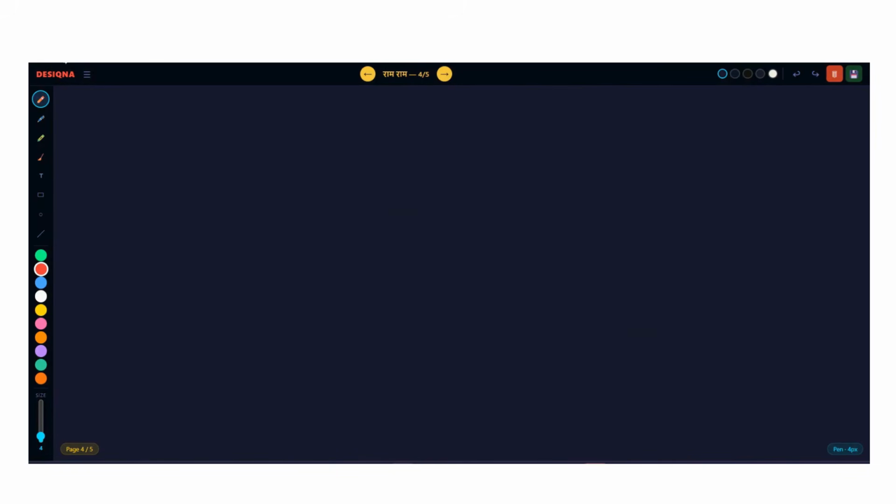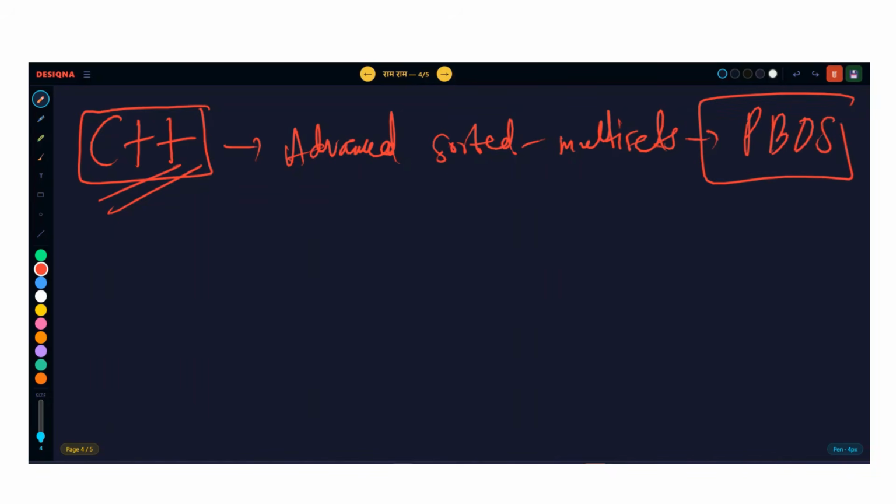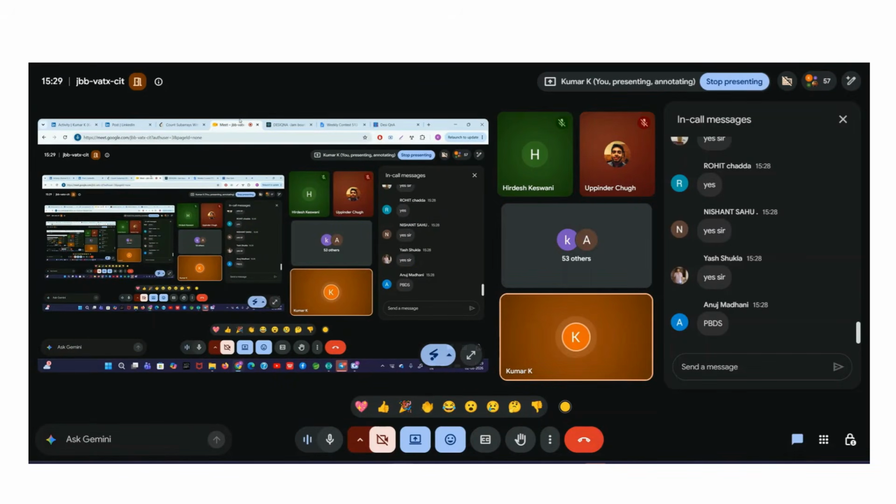So guys, this problem can only be easily solved in C++. The Java Python solution I'm not discussing today. That's why I say that if you are going to give an online assessment of a very high paying company or you are preparing for a CP contest, please use C++ only. There is a concept called advanced sorted multisets. They are also called PBDS. Everyone write PBDS in the chat and then I will start teaching you what PBDS is.